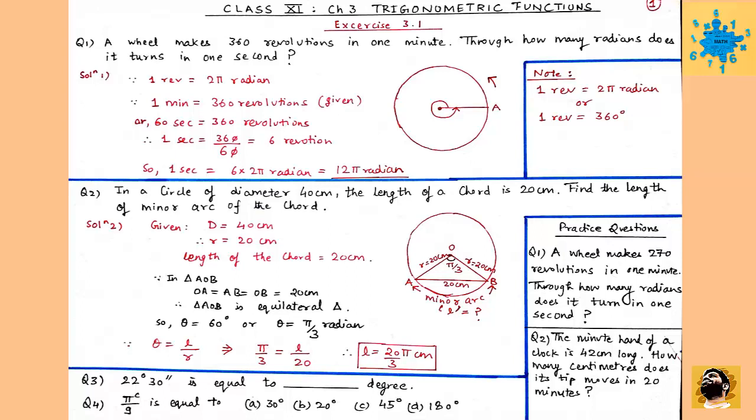So from here, we will put theta, which is equal to pi upon 3, equal to L upon R, which is 20. So from here, L is equal to 20 pi upon 3 centimeter. And now practice these 4 questions mentioned on your screen and submit me the solution.